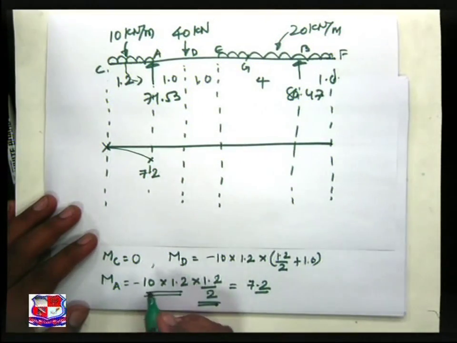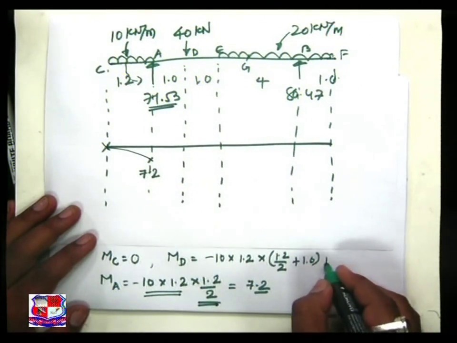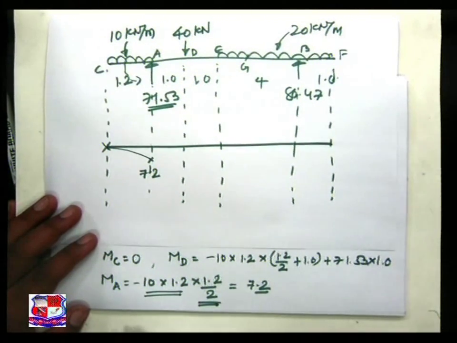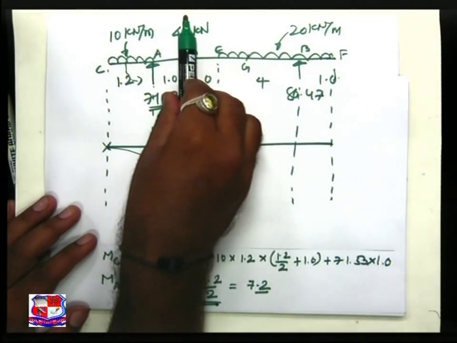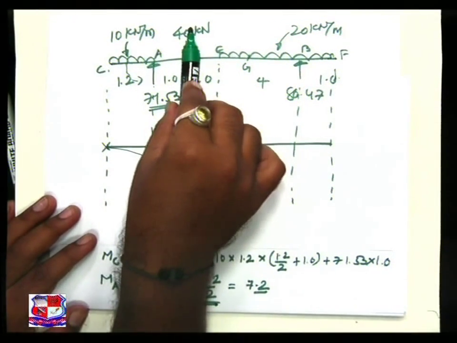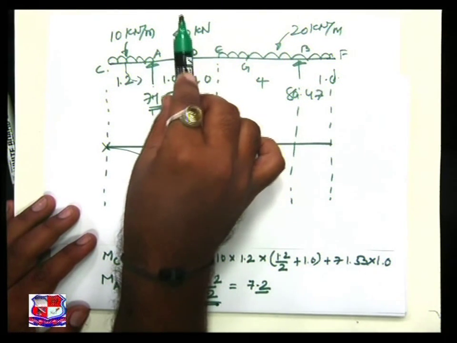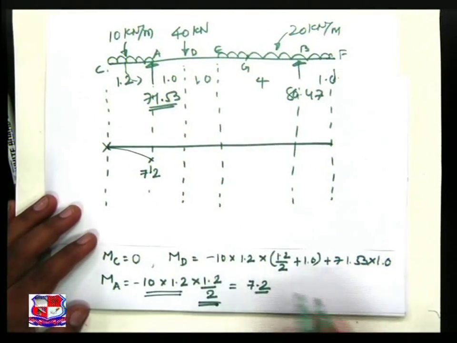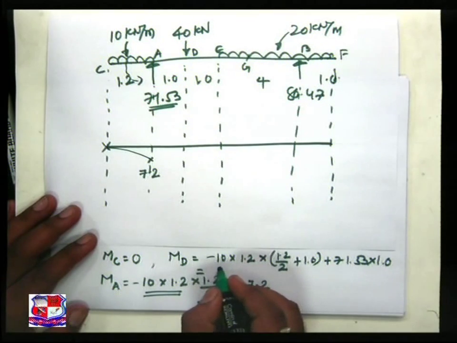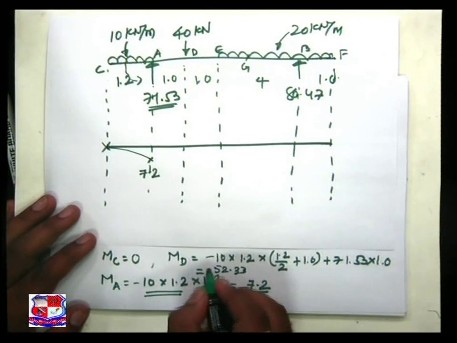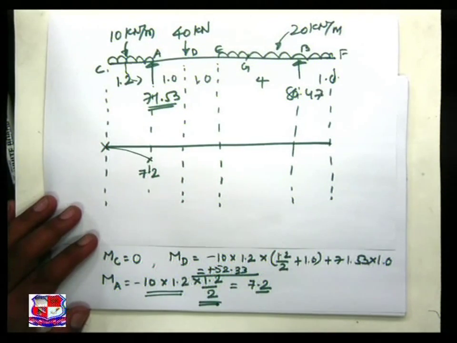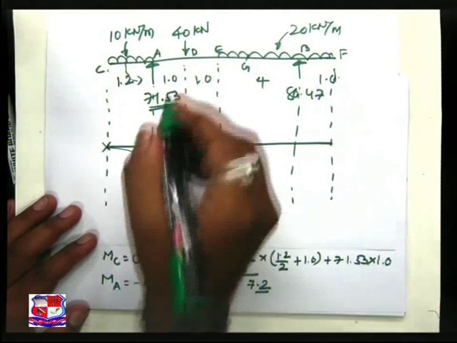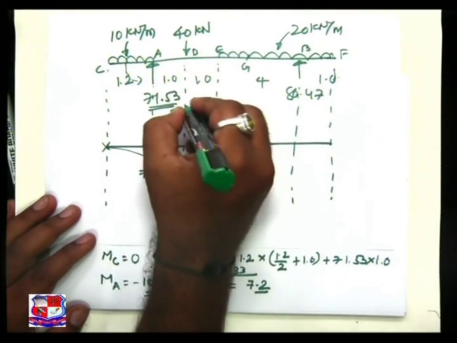Another force is this one, plus 71.53 into 1. Now is there any other force? Because when I take the moment at D, 40 into 0, because I'm interested in the value of bending moment at D. So 40 into 0, and this answer comes to be 52.33 plus sign. We achieve the answer of 52.33. Right, let us write down 52.33.